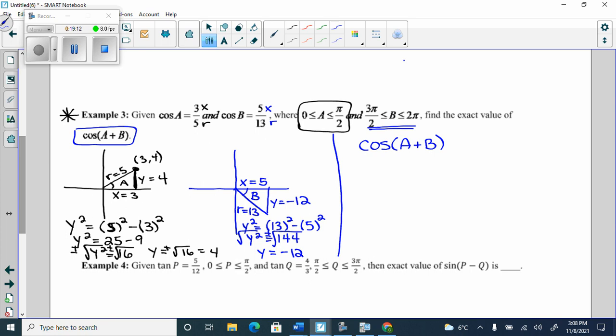It has a formula that goes with it, doesn't it? If you can get to this step and fill it into the formula, you'll get the question right. It's just remembering there's a formula. Cos A plus B has a formula. It's cos A cos B minus sine A sine B.